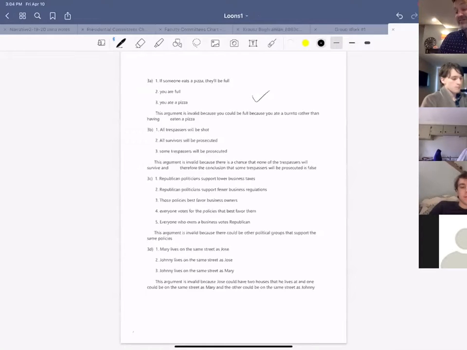So this argument is invalid because Jose could have two houses that he lives at. One could be on the same street as Mary, and the other could be on the same street as Johnny. So good job. And maybe he lives in those exactly 50% of the year, in which case we would not be more inclined to say one is his true house and the other is not. We wouldn't be more inclined to say he lives in one than the other.